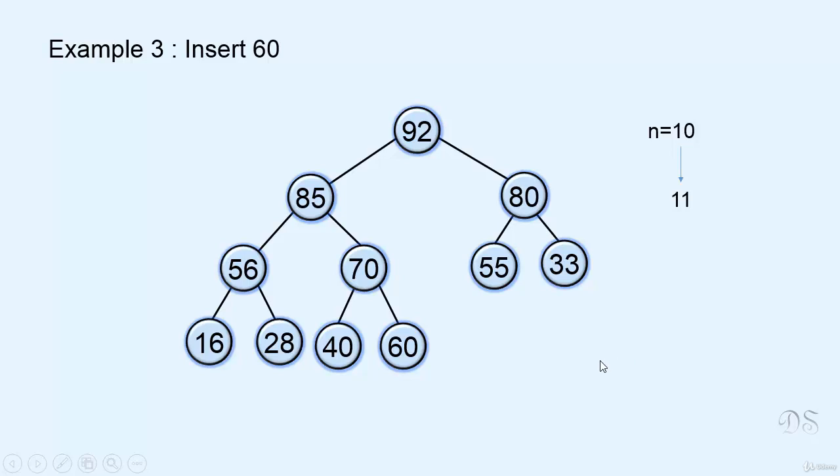Now let's see the runtime complexity of insertion operation in a heap tree. For insertion, we have to move on a single path from a leaf node to the root node. So if h is the height of the heap, then the runtime complexity of insertion becomes order of h. And we know that the height of a complete binary tree is ceiling of log base 2 of n plus 1. So this becomes order of log n.